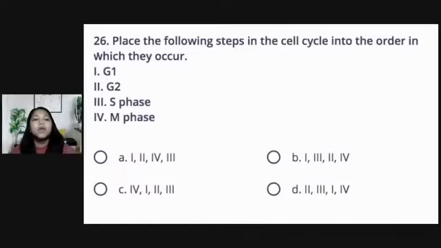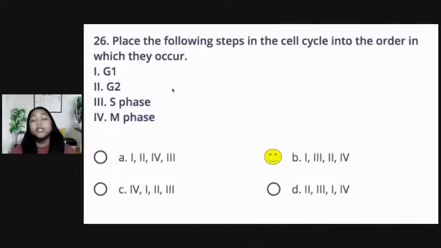Okay, now going back to the question that we have here, place the following steps in the cell cycle into the order in which they occur. 1, G1, 2, G2, 3, S phase, and 4, M phase. And the correct choice here would be letter B. Tama yung letter B, no? Because G1, G2, and S phase are all part of your interphase. Okay, so parte ito ng ating interphase.